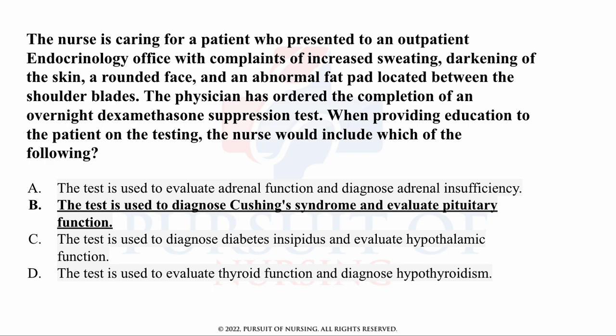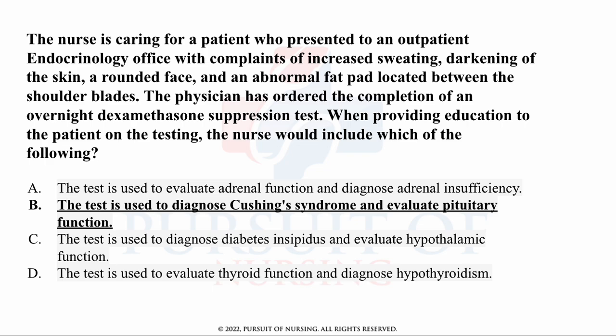pituitary function. So an overnight dexamethasone suppression test is a test used to diagnose Cushing's, a condition in which there's an excessive amount of cortisol in the body. So during the test, the patient takes a dose of dexamethasone, which is a synthetic glucocorticoid at bedtime. The next morning, the blood cortisol levels are measured.